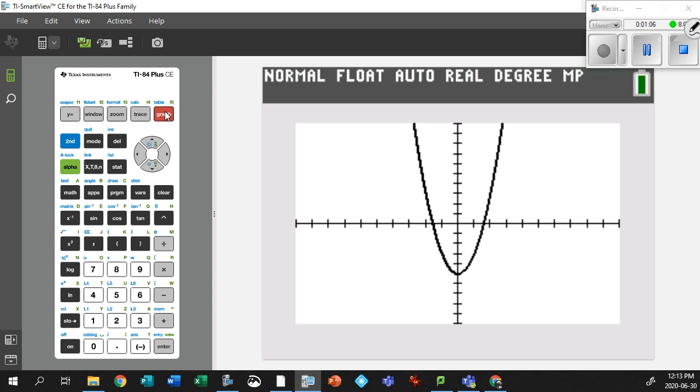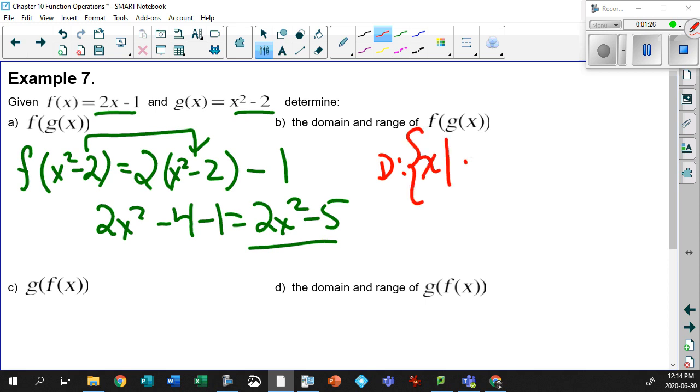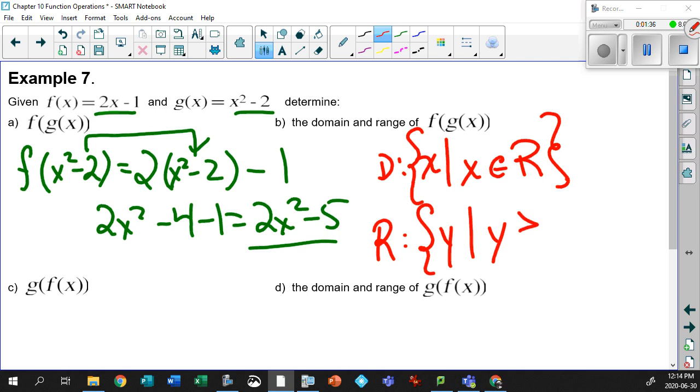Your function actually says right here, look, it's at 1, 2, 3, 4, 5. The range is y greater than or equal to -5. So the domain looks like it could be just about anything. Let's go back to this and say our domain is x such that x can be any value in the reals. Our range was y such that y has to be greater than or equal to -5, and y is an element of the reals again. Okay, did that all graphically.